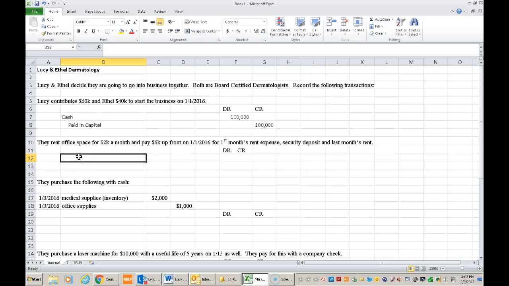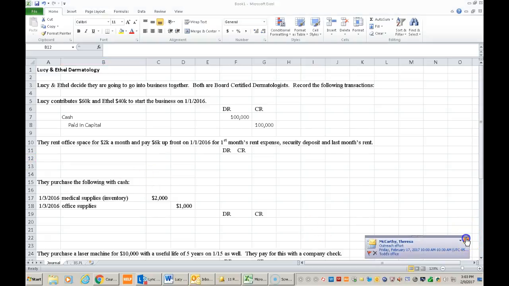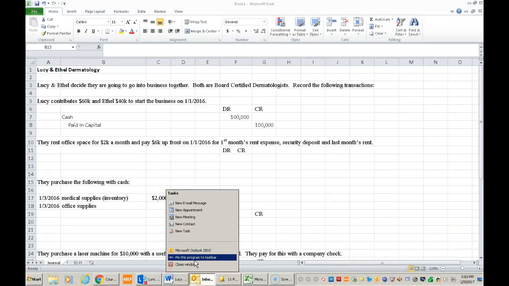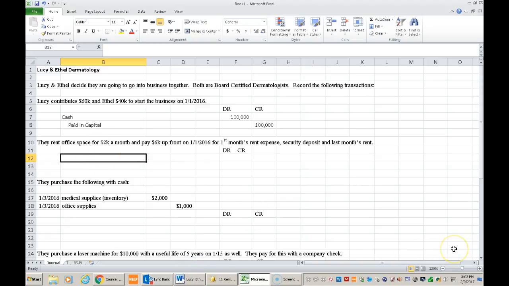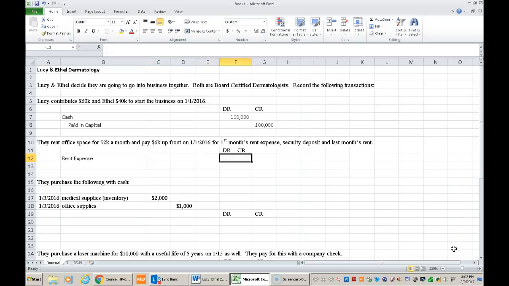So Lucy and Ethel rent an office space for $2,000 a month, but they have to pay $6,000 up front, right? That seems pretty reasonable, where you pay first, last, and security. So remember from our problem theater on wheels, how should we treat this? So the rent for January would be an expense, right? And so what we would want to do then is record the rent expense. So here we have rent expense, $2,000.